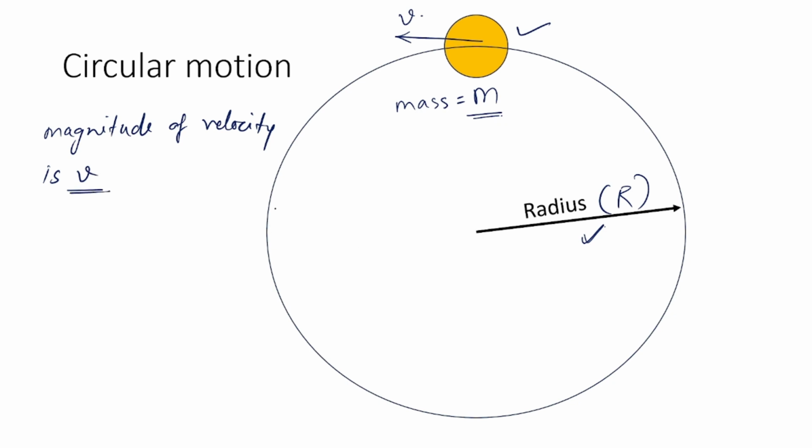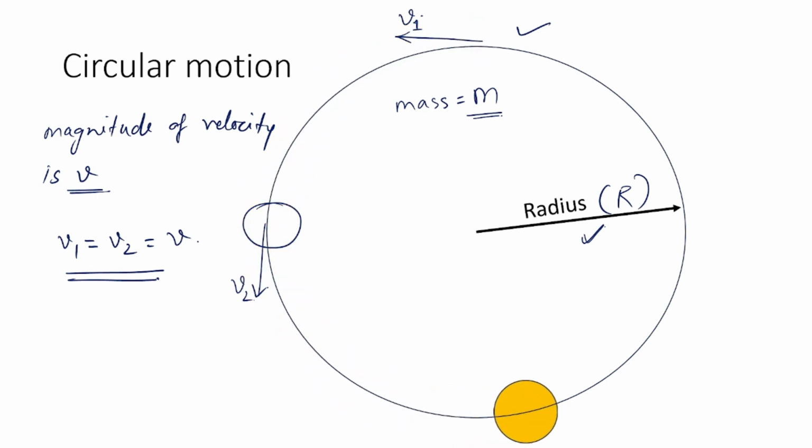As there is change in direction at different positions, there will be change in velocity. So if the velocity with direction is v1 at this point, then at this point it will be v2. So we can say if we take only magnitude, then v1 is equal to v2 is equal to v in magnitude. Let's see the motion of the yellow sphere.